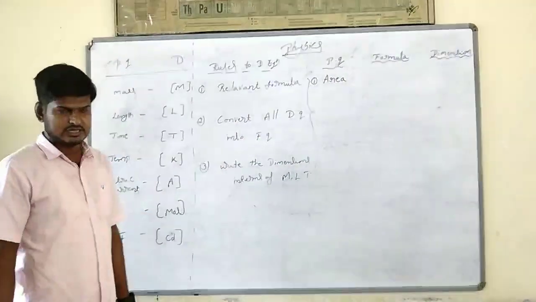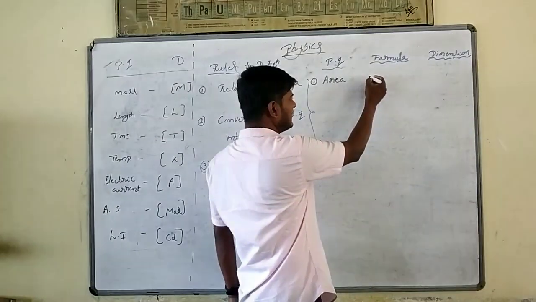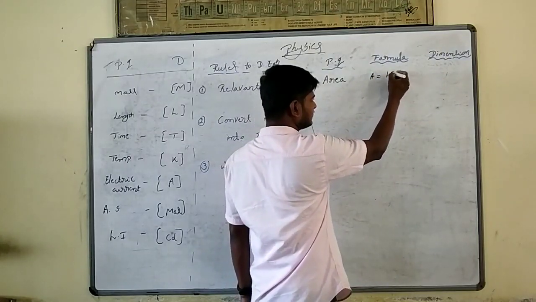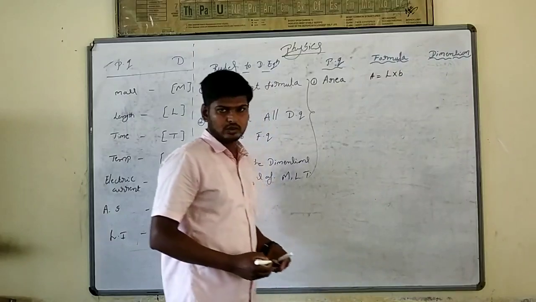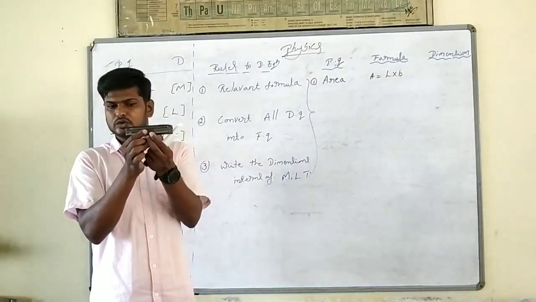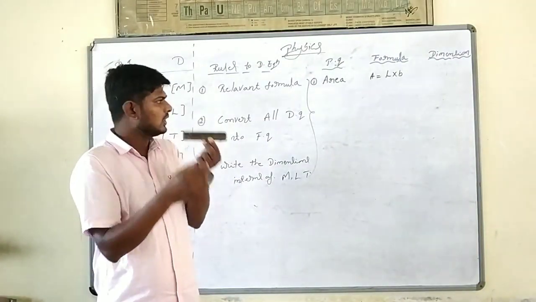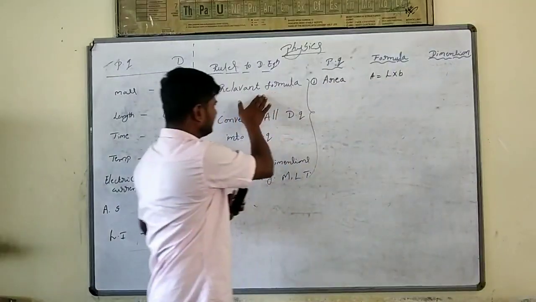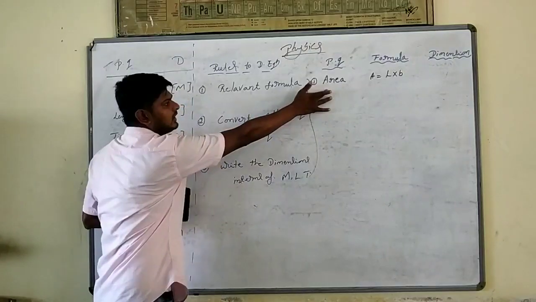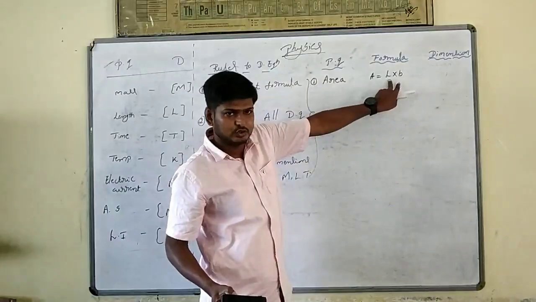Area, how are we going to measure it? Area A is equal to length into breadth. For example, if I have to find the area, I am going to measure length into breadth. The first rule is over. First I have written the physical quantity, and for this I have to write the dimension. The first step is to write the relevant formula: length into breadth.